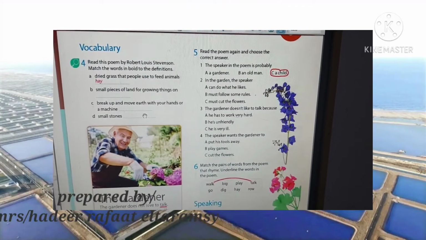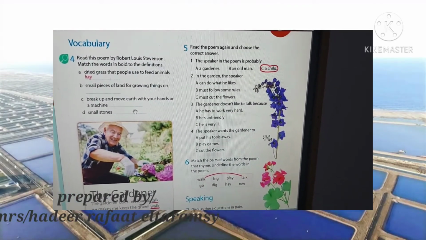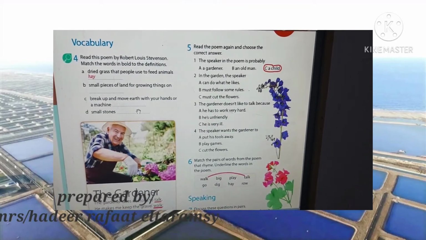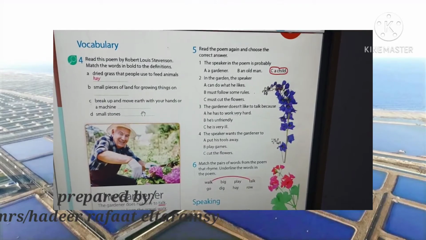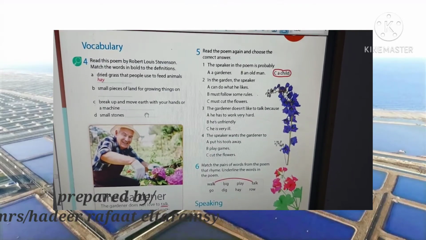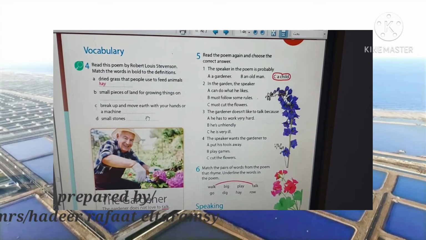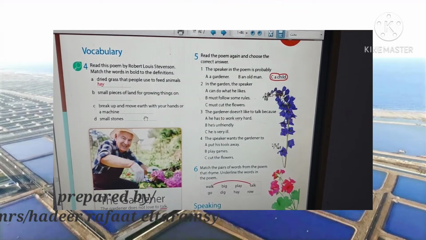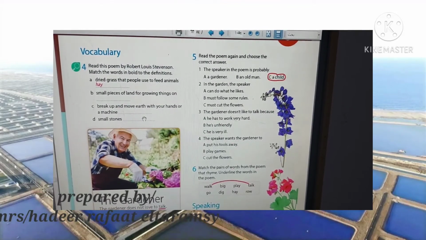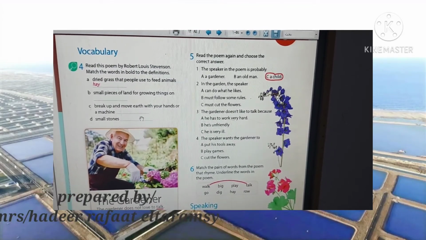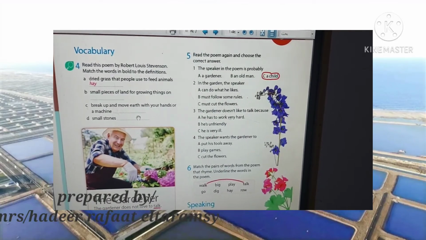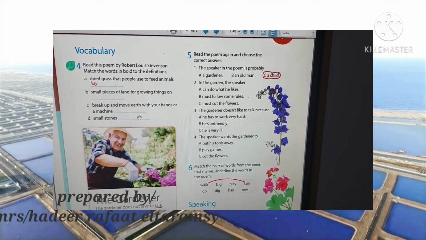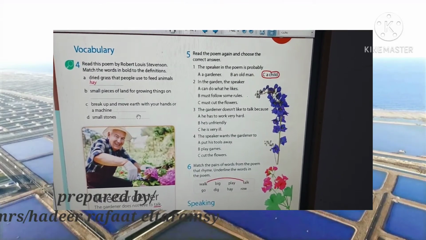Number 3, the gardener doesn't like to talk because he has to work very hard, he is unfriendly, or he is very ill. طبعا الإجابة هي letter A. He has to work very hard. Number 4, the speaker, اللي هو the child, wants the gardener to put his tools away, play games, or cut the flowers. He wants the gardener to play games.